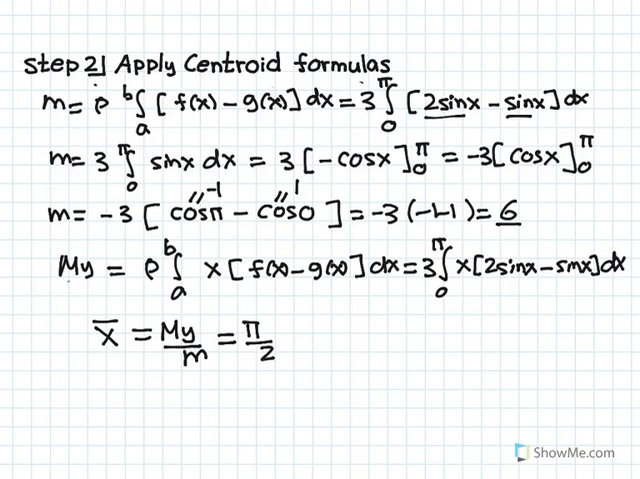So we don't need to compute the moment with respect to the y-axis to obtain x bar, because the region is symmetric about x equals pi over 2, and the centroid of the region lies on the axis of symmetry. So let's write this down. So the region is symmetric about x equals pi over 2.